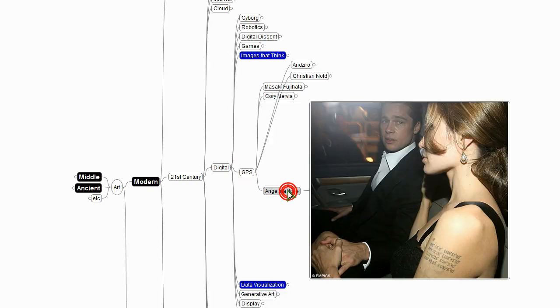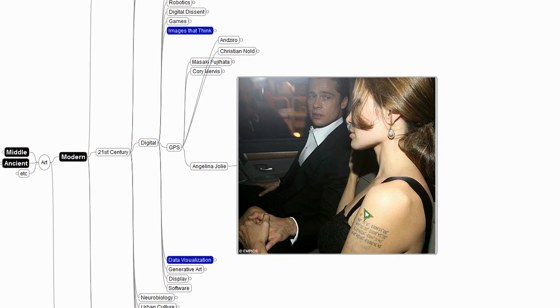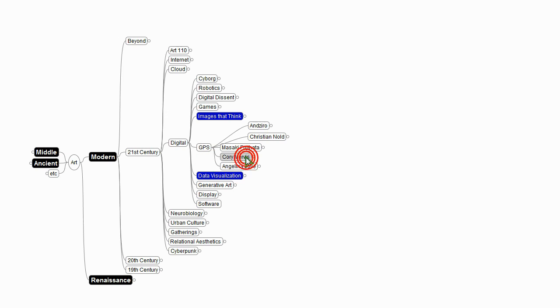Okay, a little bit about GPS. Here's a nice photo, Brad Pitt and Angelina Jolie, and why? What's that on her arm? The GPS coordinates of where all her children were born. Here's Corey Mervis.